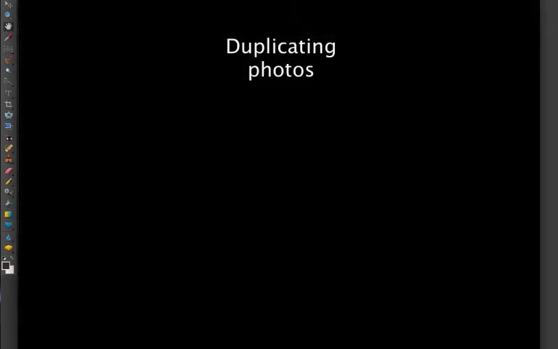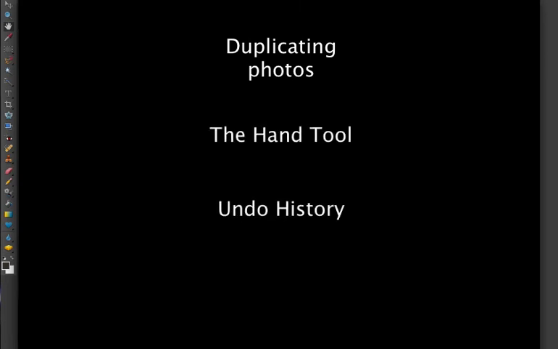So today we have reviewed how to duplicate our photo, the purpose of the hand tool and how to use it effectively, the Undo History palette, and saving our photo.